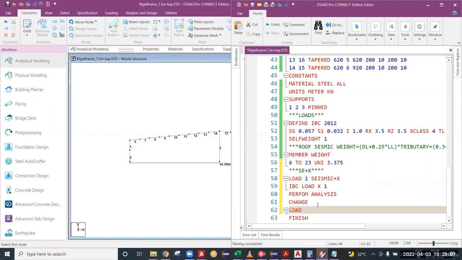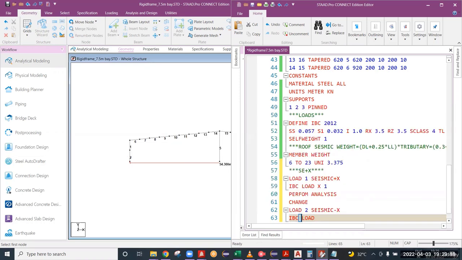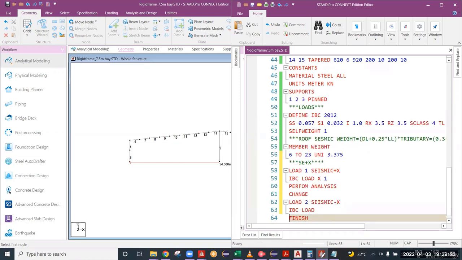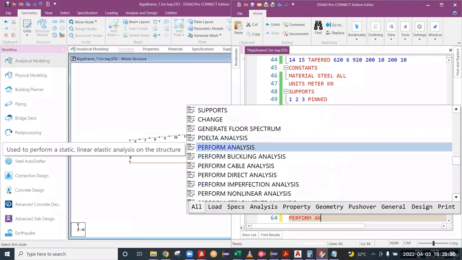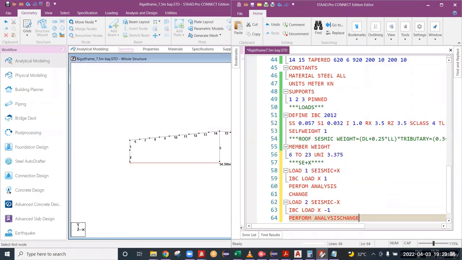Now we have to apply load 2, seismic negative x, same IBC load, IBC load x minus 1. Again, this has to be perform analysis, change.